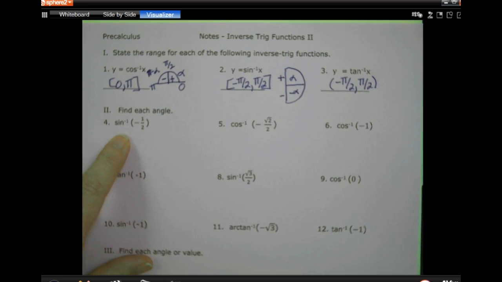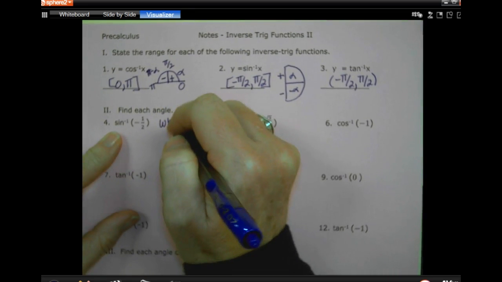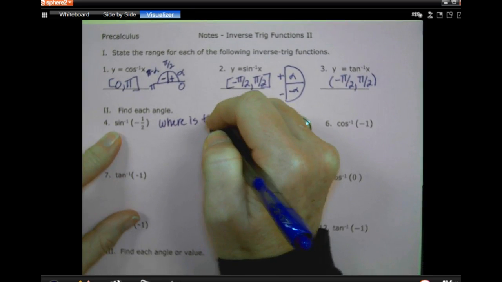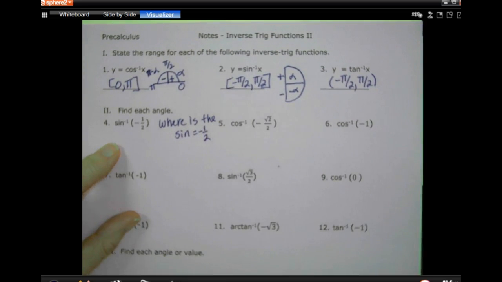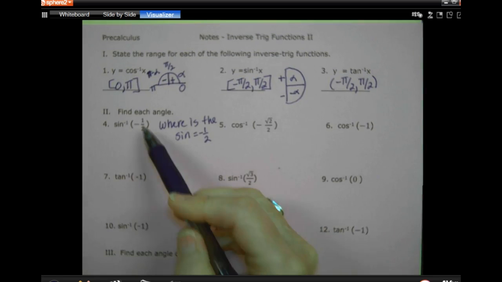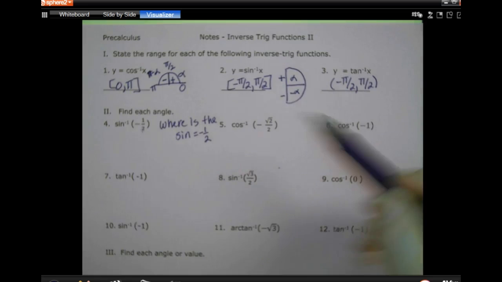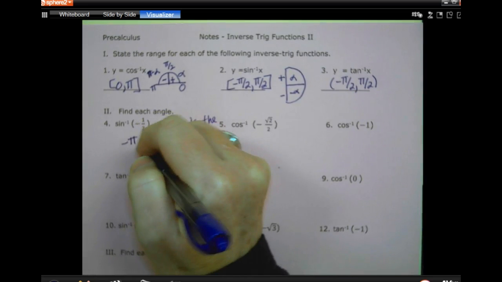So, first of all, I want to remember the inverse. Where is the sine equal to negative a half? First of all, I just want to find where the sine is 1/2. Pi over 6. Okay, so sine is 1/2 at pi over 6. But I want a negative 1/2, so it's negative pi over 6.